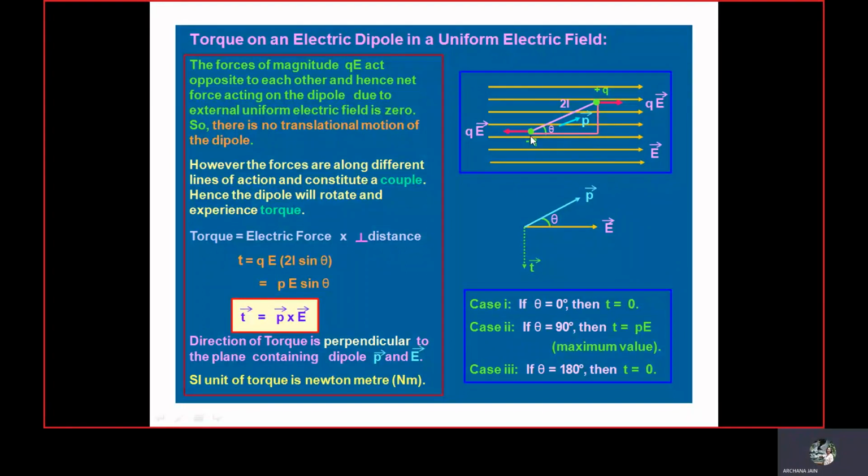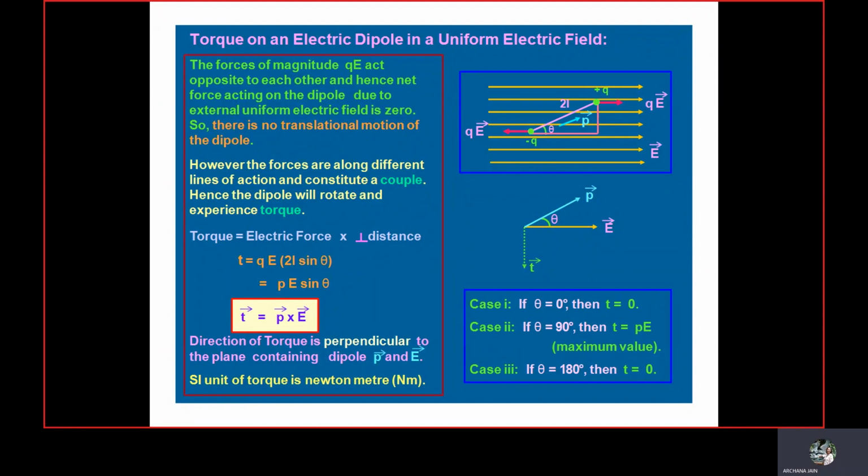Two forces are applied. One is QE opposite to the direction of electric field because it is applied on the minus Q charge. The force applied on the plus Q charge is plus QE. It is in the direction of electric field. Quantity wise force is same, but direction wise opposite. One is plus QE, second one becomes minus QE. That's why the resultant force is 0. But the line of action is not the same. That's why it will form a torque.